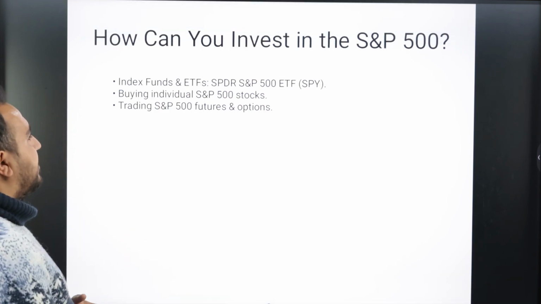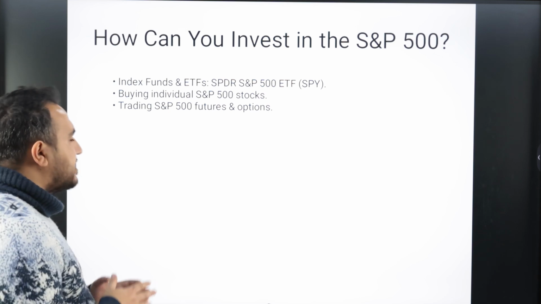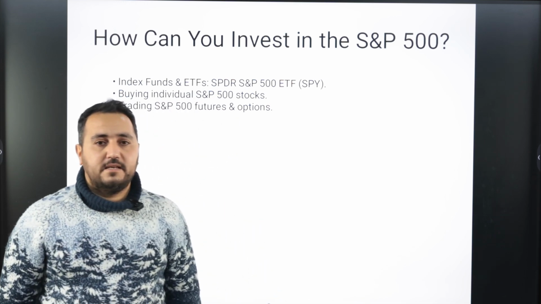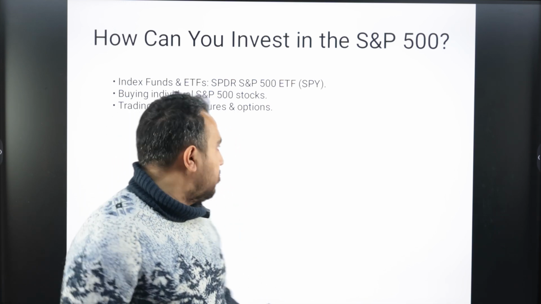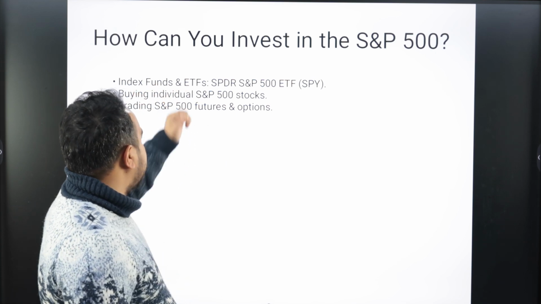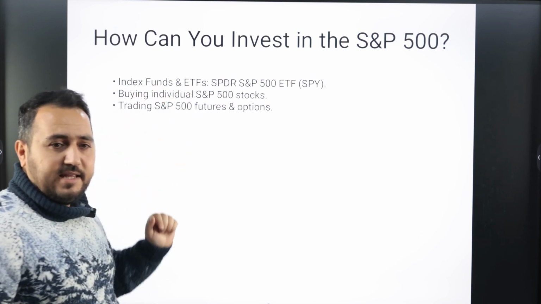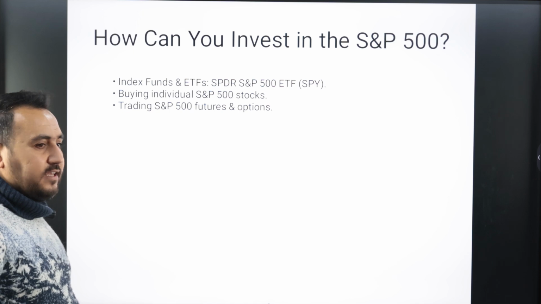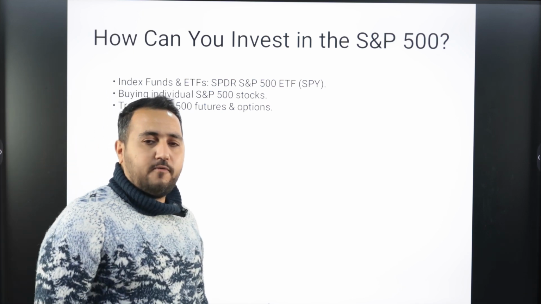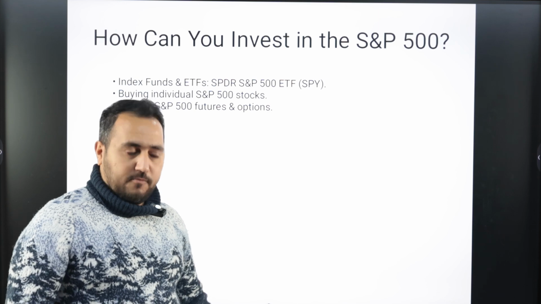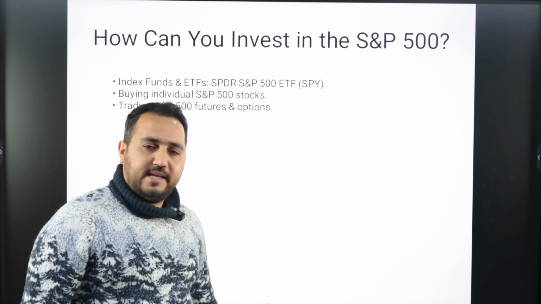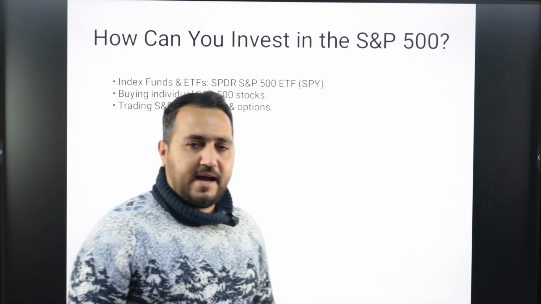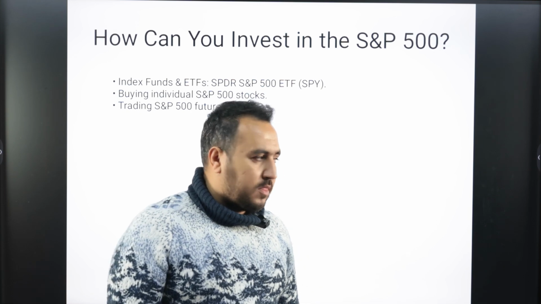How can you invest in S&P 500? There are many different ways that you can invest in S&P 500. You can use index funds or ETFs. What does ETF mean? ETF means exchange traded funds. This means there is a group of specialists that analyze the trading, analyze the charts, follow the news, and place the trades and manage the investment.